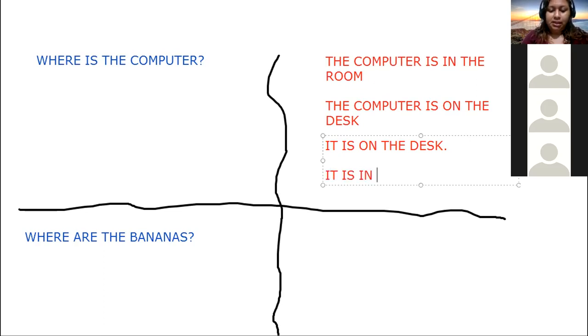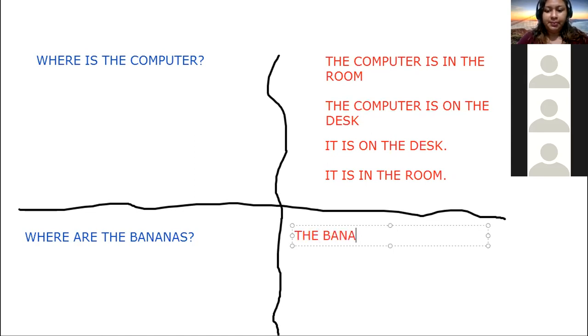It is in the room, okay? Porque no quiero decir la computadora otra vez, the computer, okay? Same case in the plural question, where are the bananas? Where are the bananas, okay? So, in the answer, we say, the bananas. Bananas are on the floor. You see? On the floor. Okay. Están en el suelo. The bananas are on the floor.